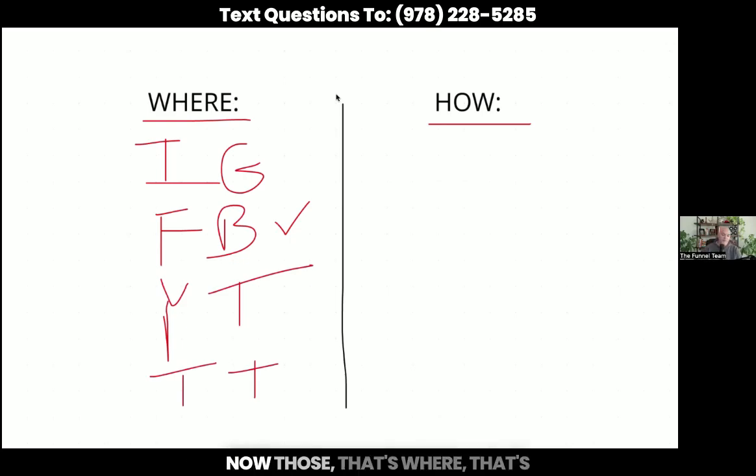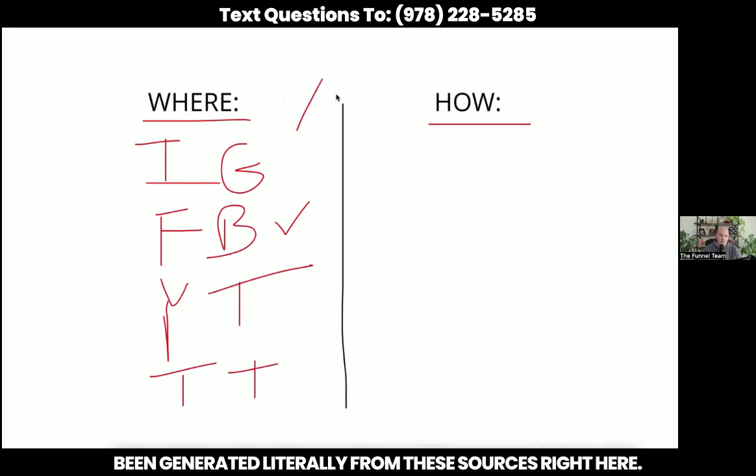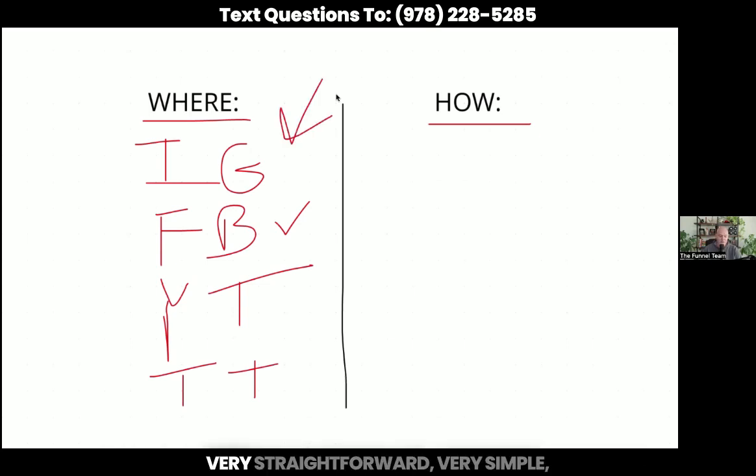Now, that's where I generate my leads. So all the leads that I just shared with you, the hundreds of thousands of leads, have all been generated literally from these sources right here. Okay, that's it. Very straightforward, very simple, very easy to understand. There's no hidden websites. There's nothing funky. There's no paid advertising in there. It's all organic, free leads.